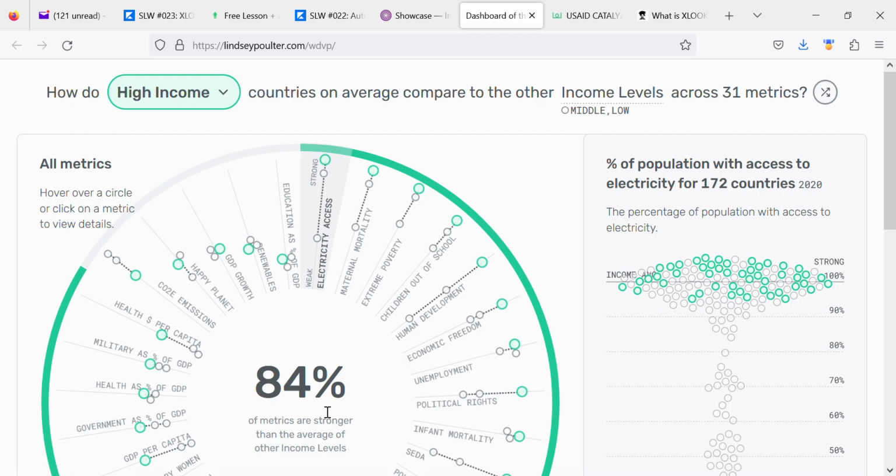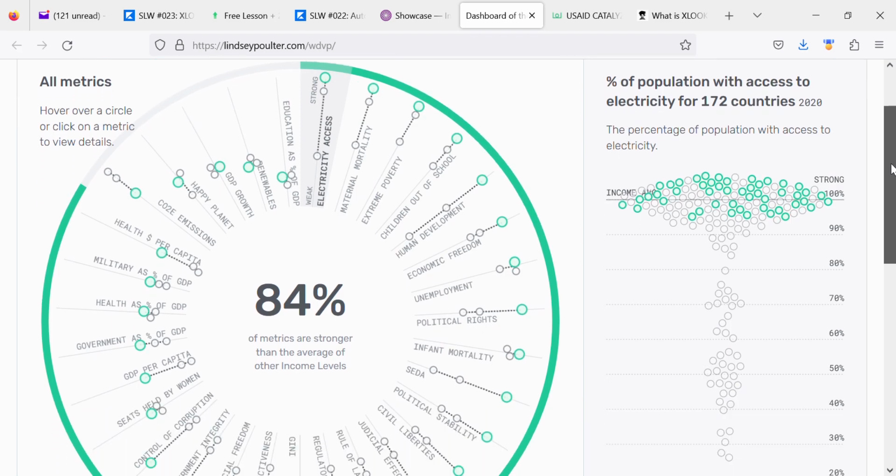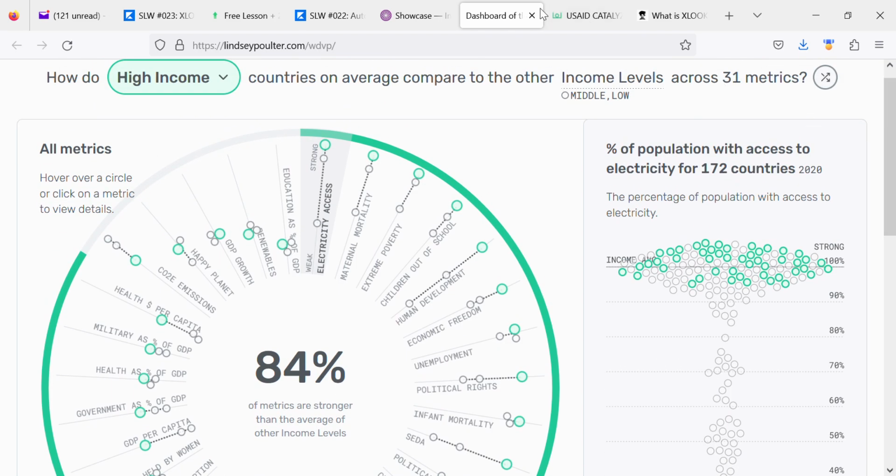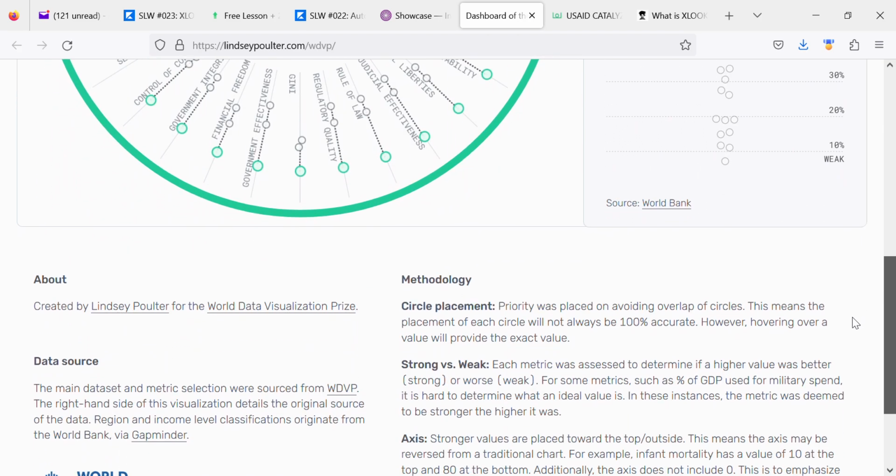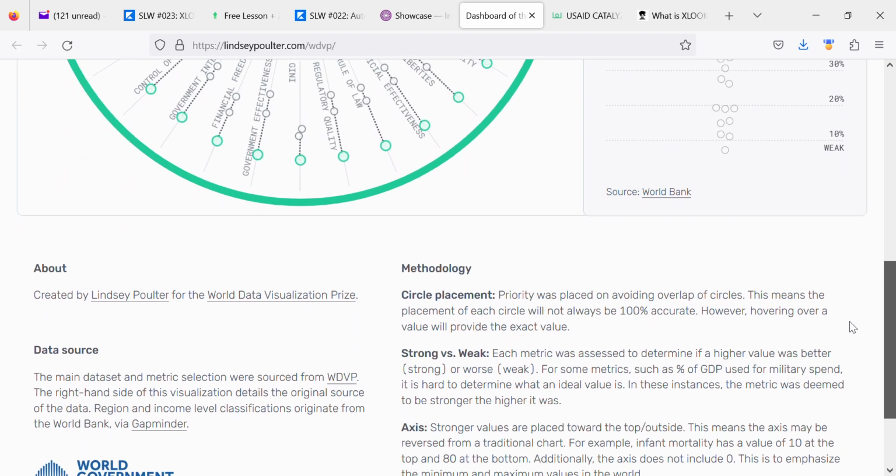So 84% of high income countries' metrics are stronger than the average of other income levels. 84% of them. This is how it is evaluated.